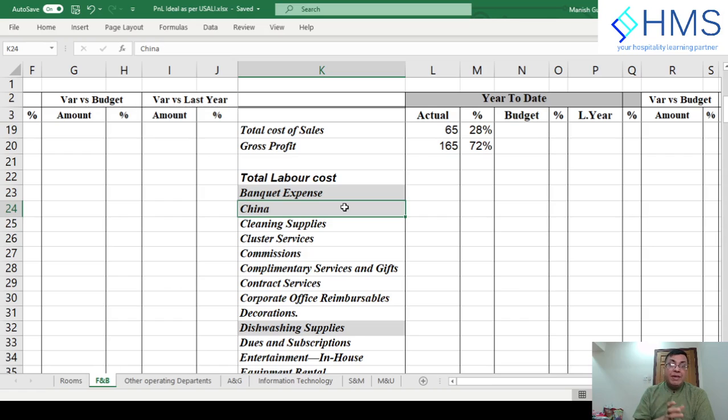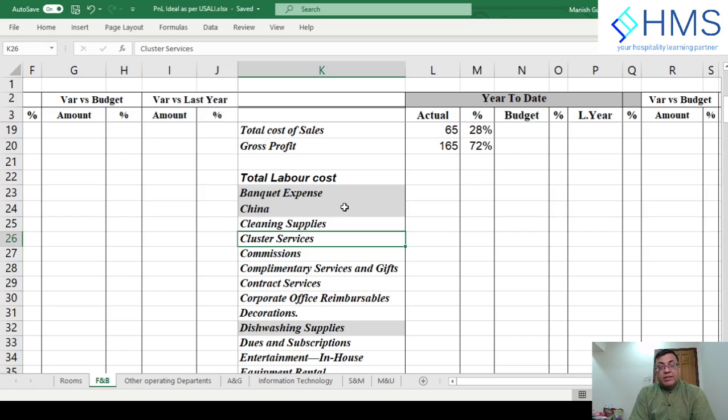So it means that cleaning supplies is more of a semi-fixed expense, right? It's not 100% fixed, but it's semi-fixed. It's variable to a very small extent. So when you are comparing the expenses with the budget and last year, you may have to keep in your mind that this is not a 100% variable expense. It's also not a 100% fixed expense. It's semi-variable. It depends on the business level, but not to a large extent.